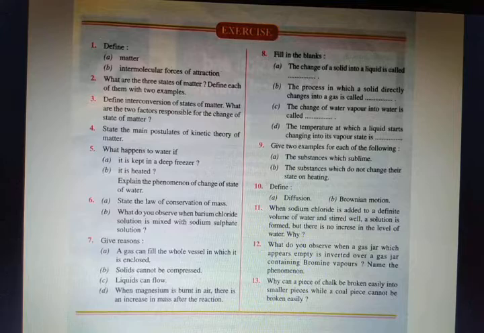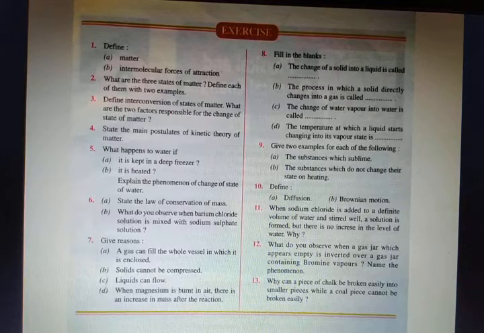Solids cannot be compressed. For compressing a solid or anything, the availability of intermolecular or interparticle space is very important. If there is no space, where will I compress? In solids, minimum intermolecular space is available, and hence solids cannot be compressed.